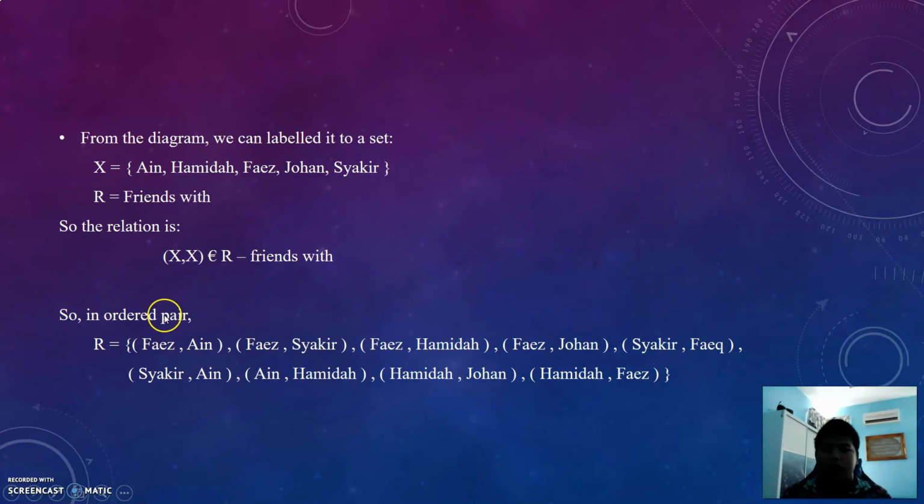So in ordered pairs, the relation that I get from the diagram is Faiz friends with Ain, Faiz friends with Shakir, Faiz friends with Hamidah, Faiz friends with Johan, Shakir friends with Faiz, Shakir friends with Ain, Ain friends with Hamidah, Hamidah friends with Johan, and Hamidah friends with Faiz.